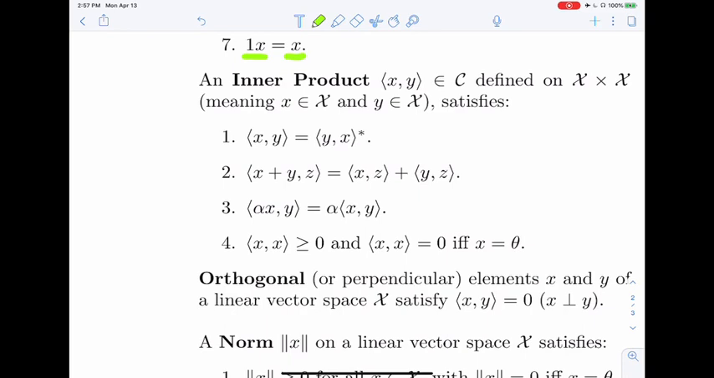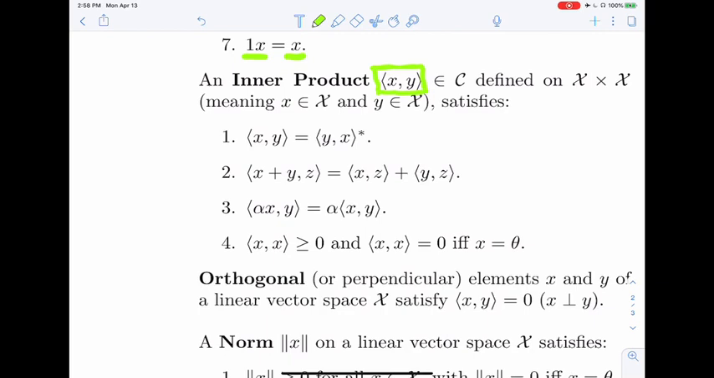Inner products are not unique. You could define many inner products for a particular linear vector space. So they don't need to be unique. But in a general sense, we are going to notate this idea of an inner product using angle brackets. So when I take a look at this expression that I've written here, where it says left angle bracket x comma y, and then there's a right angle bracket, what we're going to read that as is the inner product of x and y.